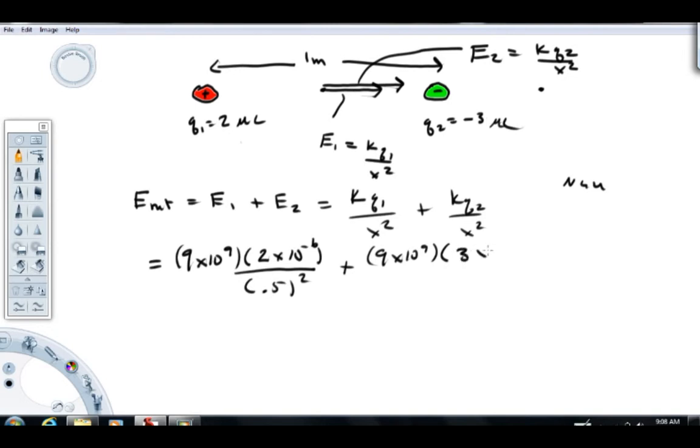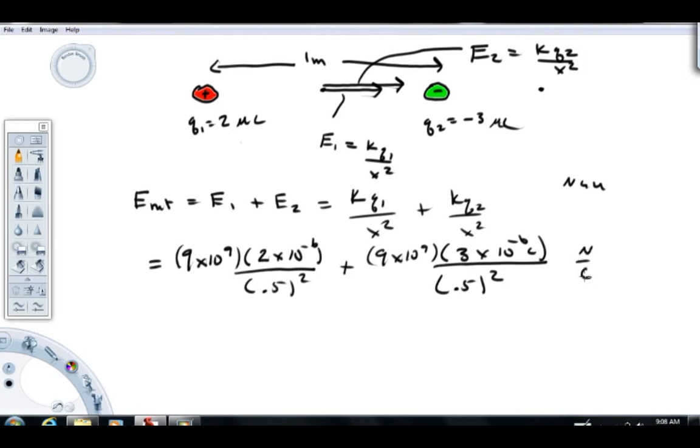Now, charge 2, the magnitude, is 3 times 10 to the minus 6 coulombs. You do not want to put a negative 3 here. Let me finish out the rest of this, and I'll go back and explain why. And then, again, divided by the same distance, 0.5 meters squared. And this will work out to newton per coulomb.